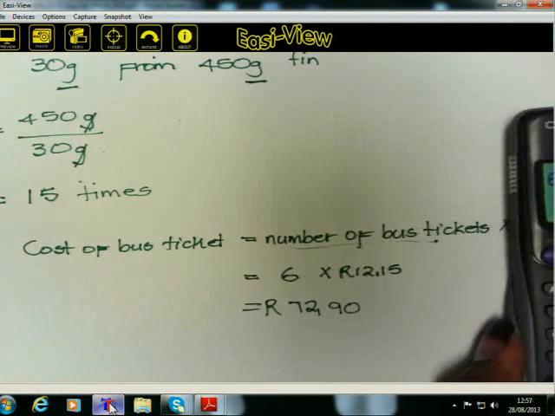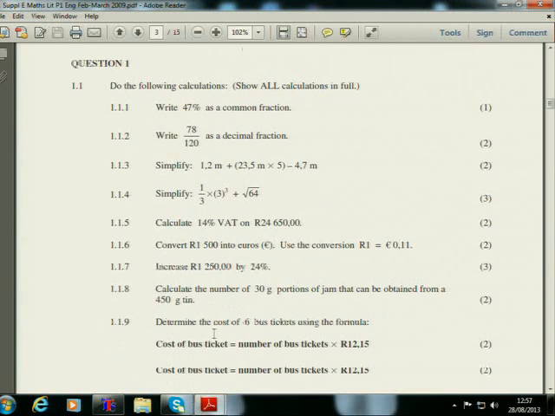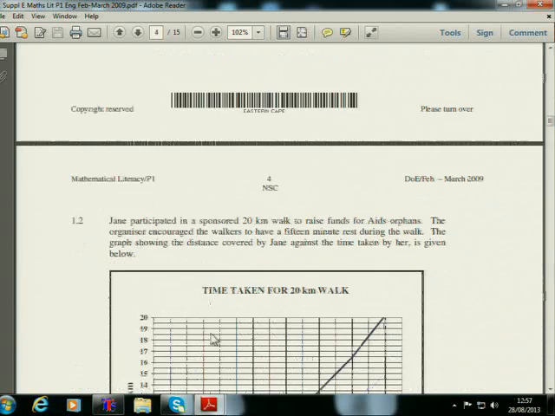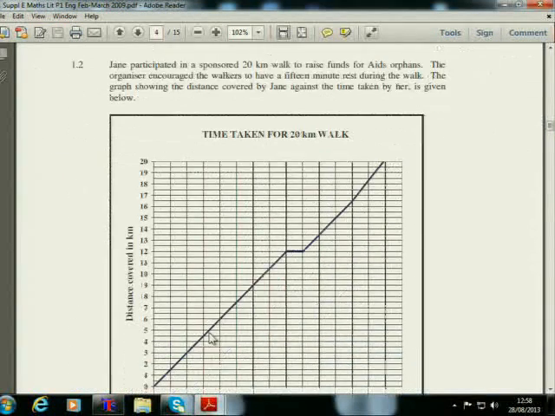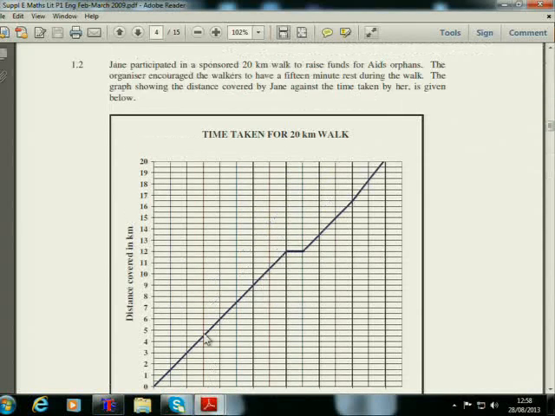So the cost of 6 tickets will be 72 rands 90 cents in this case. Let's move on to the next one. Question 1.2.